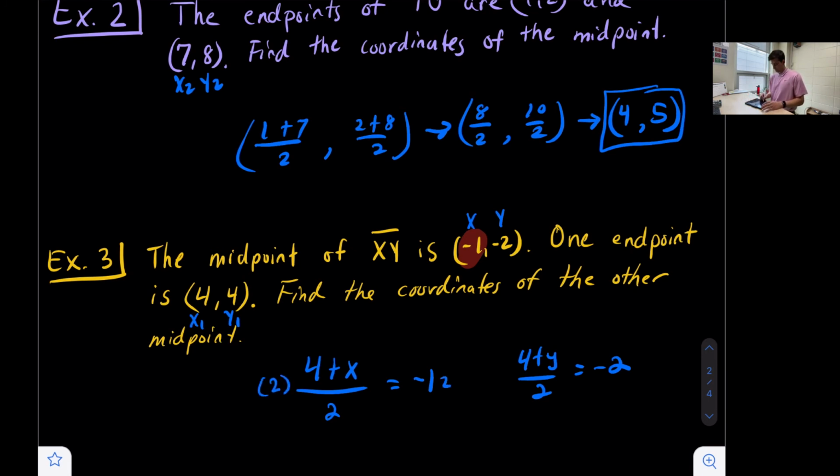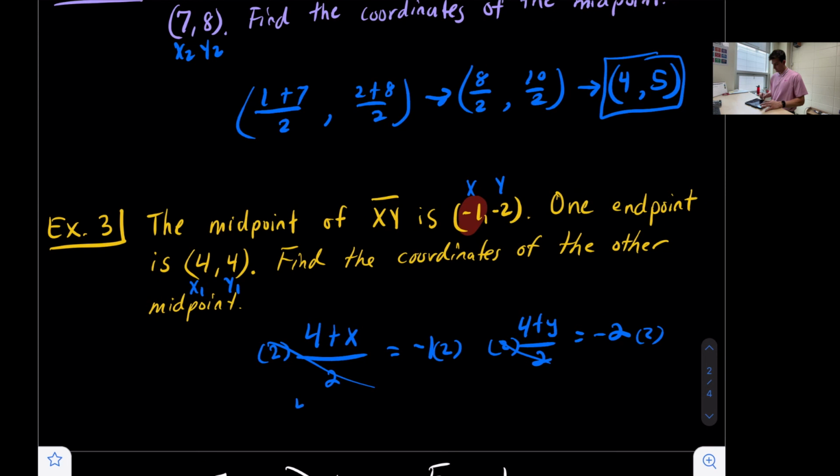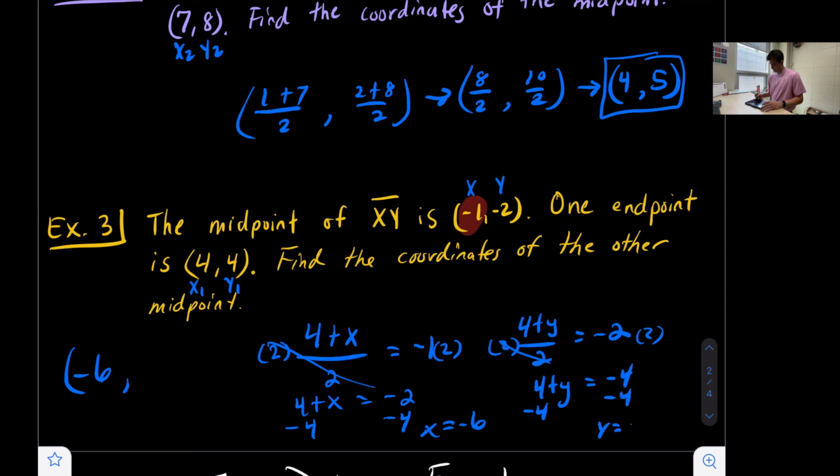So we're going to multiply both sides by 2 on both of these equations. So that'll get rid of that denominator. So now we have 4 plus x equals -2, and we just subtract 4 from both sides, and we get x equals -6. So -6 is our x coordinate, and over here we get 4 plus y equals -4. We subtract 4 and we get y equals -8. So the coordinate of our other endpoint would be (-6, -8), and that is the midpoint formula.